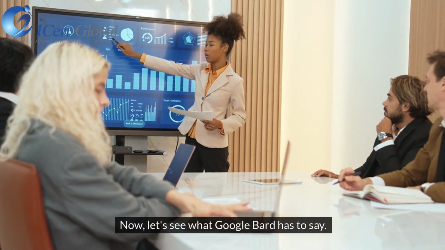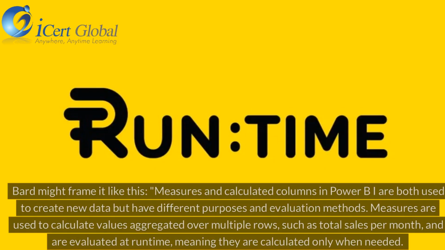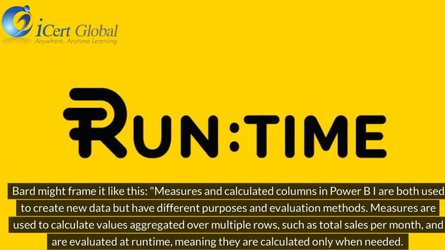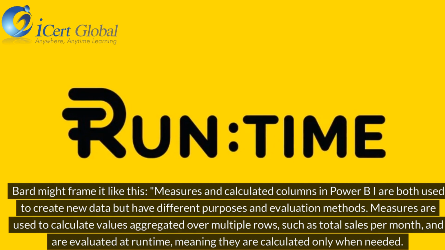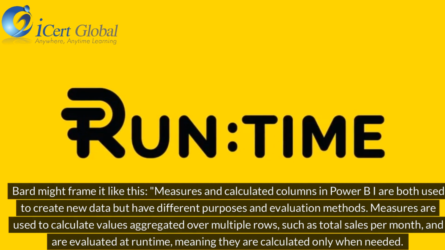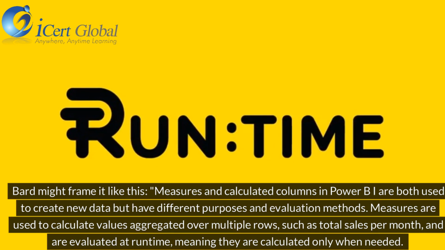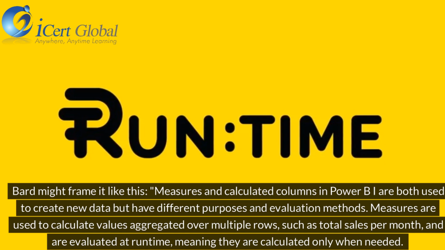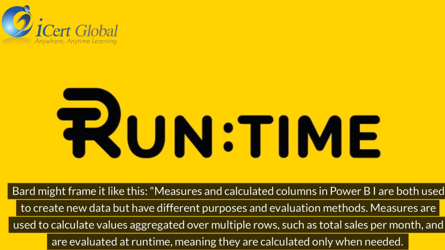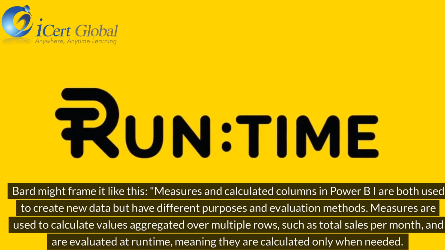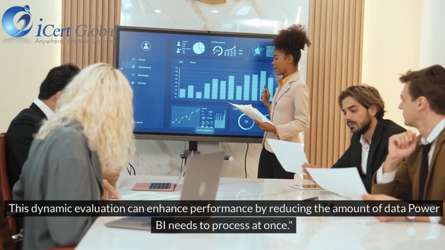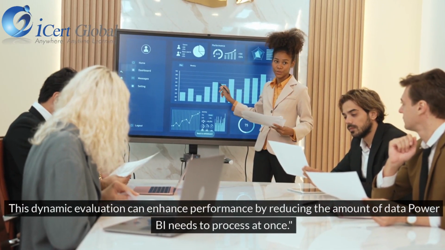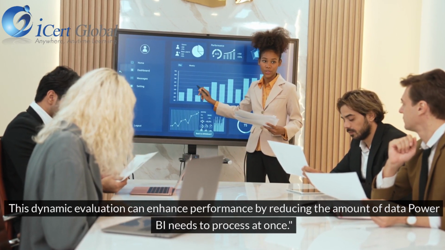Now, let's see what Google Bard has to say. Bard might frame it like this. Measures and calculated columns in Power BI are both used to create new data but have different purposes and evaluation methods. Measures are used to calculate values aggregated over multiple rows, such as total sales per month, and are evaluated at runtime, meaning they are calculated only when needed. This dynamic evaluation can enhance performance by reducing the amount of data Power BI needs to process at once.